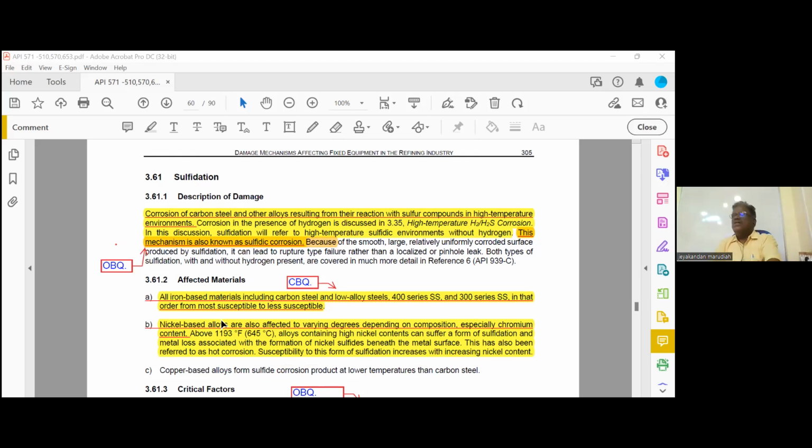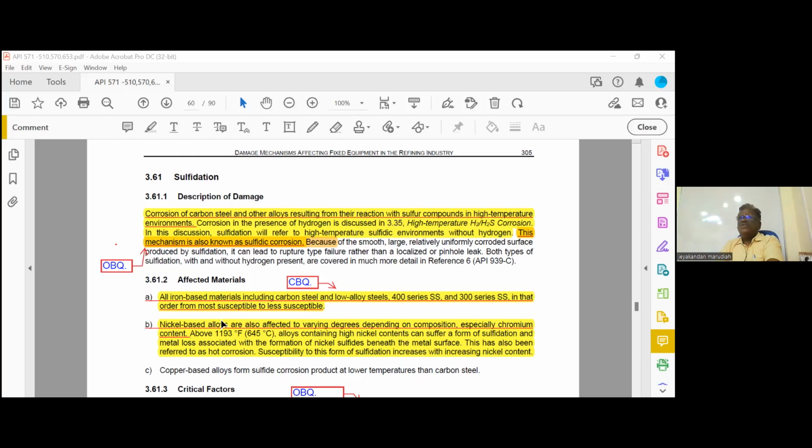Okay. Now, what is the temperature I told you? Above 500. It will be uniform corrosion. Now, the resistant element is chromium. When you increase the chromium, it will be more resistant. That's why, if you see sulfidation, there is a special NDT: you have to find out the chromium level. So which NDT will find out the chromium level? PMI is the NDT for sulfidation.